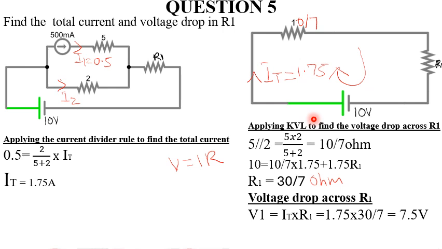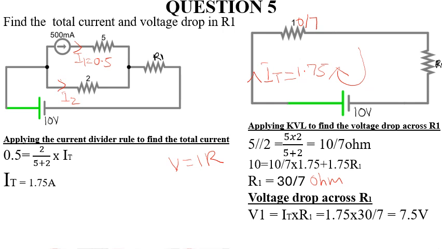So this is how we solve this question. You might see it to be tricky, but it's just simple. Usually with current division, they will give you the total current and ask you to find the other currents. But now they've given you one current, and you use that current to find the total current in the circuit, and then you can even use it to find the voltage drop across a resistor. So basically, this is how we handle questions like this.